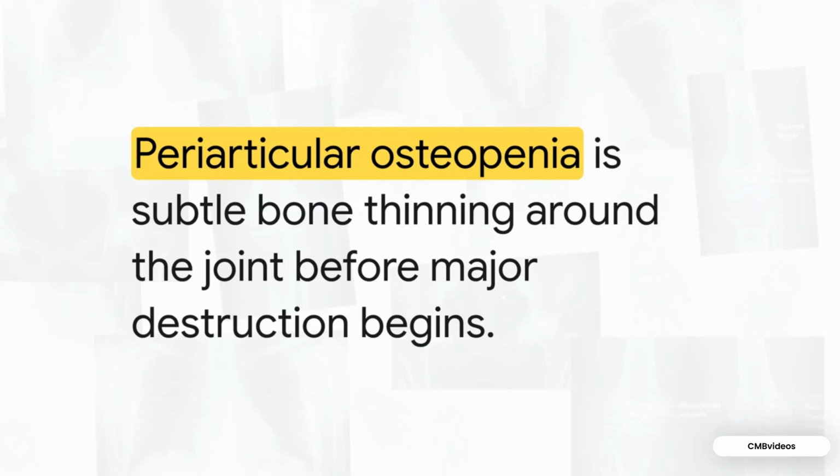It's periarticular osteopenia, a localized, subtle loss of bone density right around the inflamed joint. The local inflammation literally causes the bone to thin out before any actual erosions happen. It can be super tricky to spot on a standard digital film, but it is absolutely your first major clue.